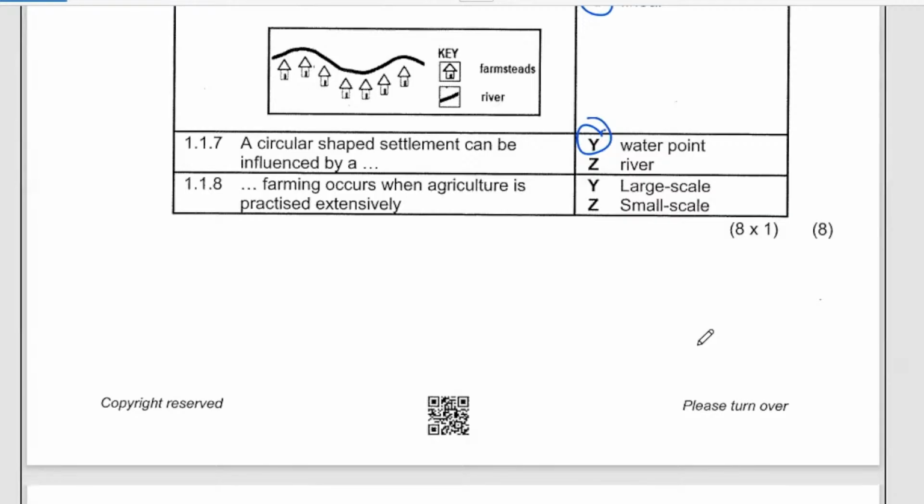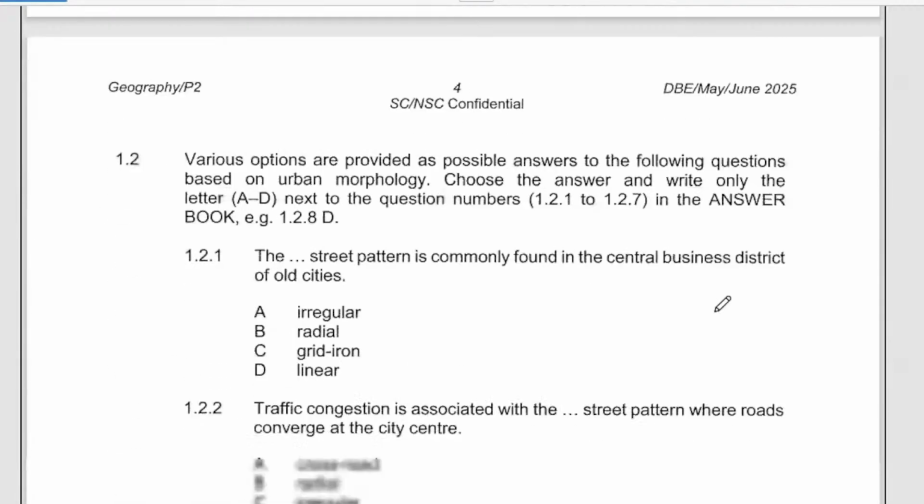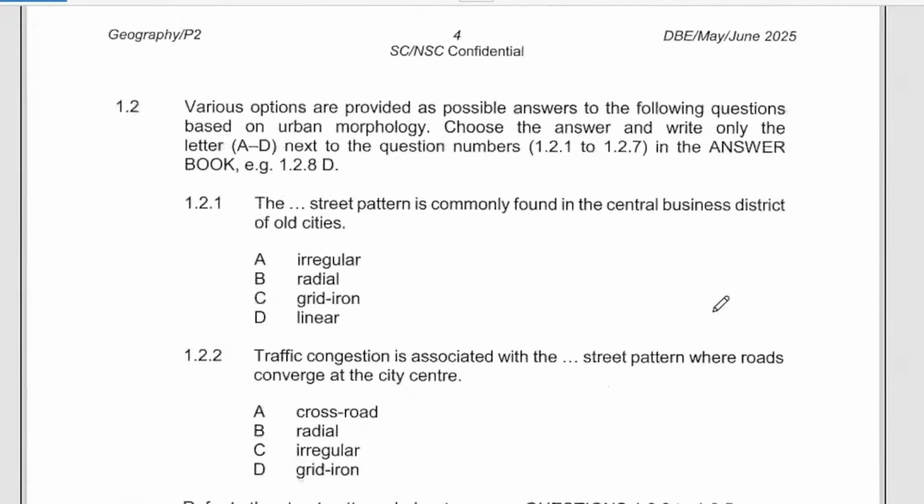Right, then number 1.1.8, dash farming occurs when agriculture is practiced extensively. When we are practicing agriculture extensively, we are using very large pieces of land. That is large scale farming. Right, moving on to the next question.